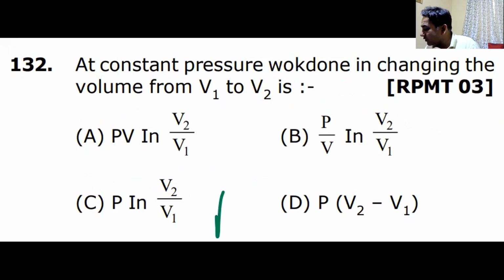At constant pressure, work done in changing the volume from V1 to V2 is, different options. And the answer is 4. Yes, P into (V2 minus V1).